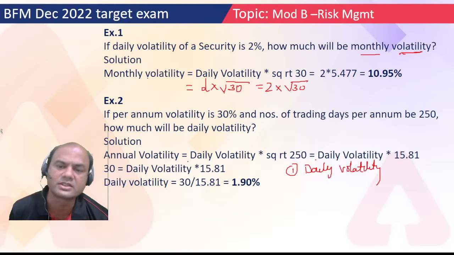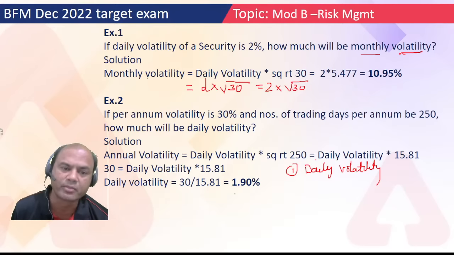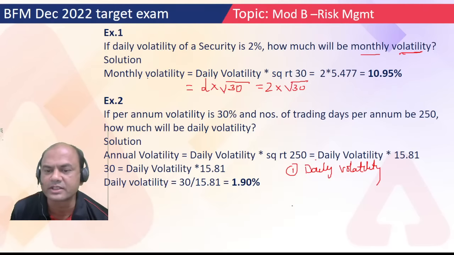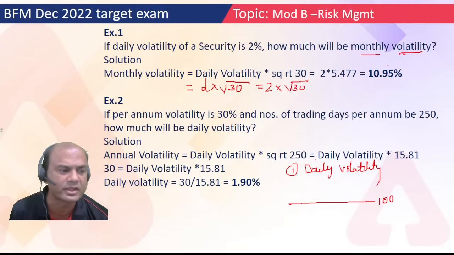Now what do you mean by this? Understand this concept. What do you mean by this monthly volatility? That also you need to understand. Suppose this is my stock price, this is my mean stock price, let's say it is 100 rupees. So it means that in a month this stock will, or this commodity, why only stock?